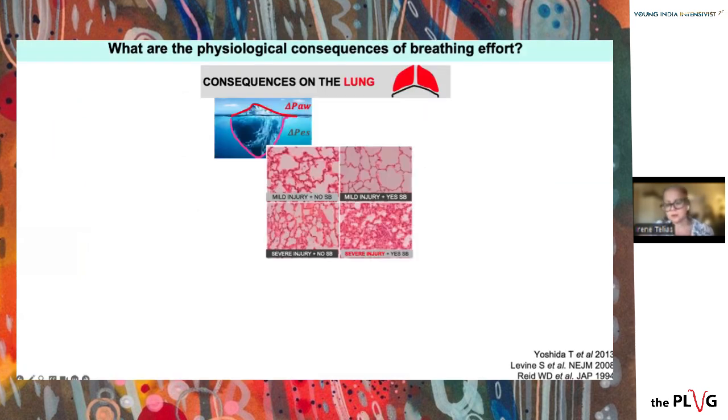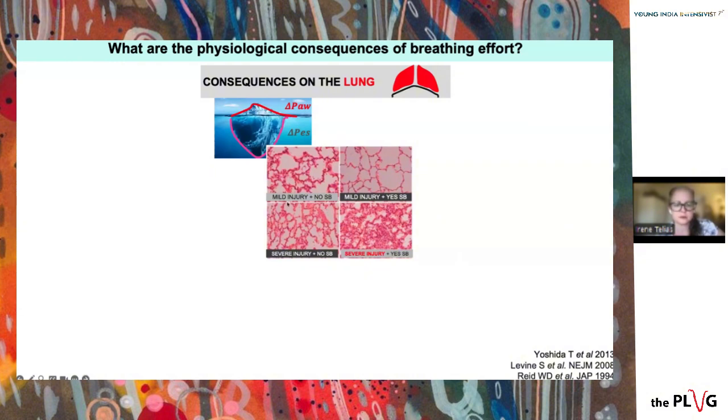We're going to start with the physiological consequences of breathing effort in general, and then focus specifically on what happens to the lung, which is where I will focus my talk today. Starting with the lung, we know from the seminal studies from Takashi Yoshida that in animal models with underlying mild lung injury that breathe spontaneously, the presence of inspiratory effort actually might be beneficial.